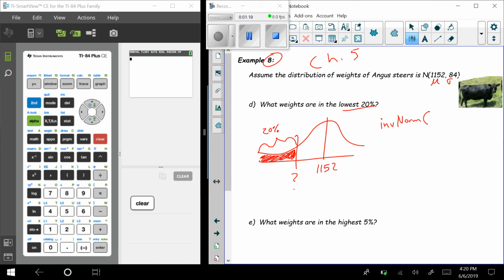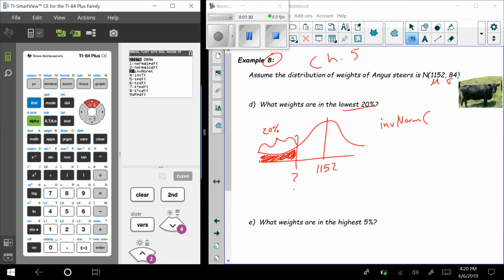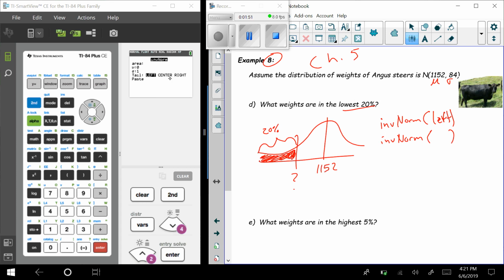Now remember, in our calculators, we go to second, distributions, and there's a bunch of inverses. Inverse norm is this 3. My calculator here has the left, center, and right. If yours doesn't have that option, you're always going to have to put the left area in this spot. Most calculators have this now if you buy them new. So the left area is 20%, so it's 0.20. Yes, you have to change it, which makes this area 0.2 up here. No need to change anything else.